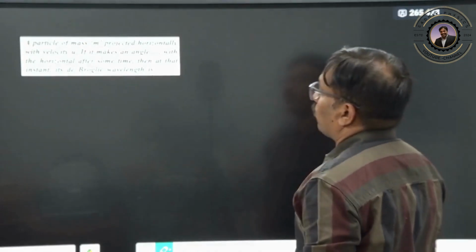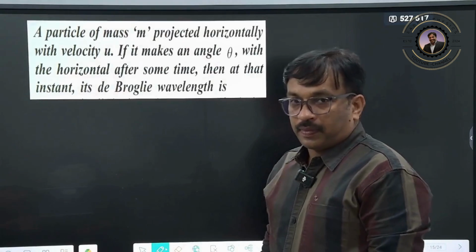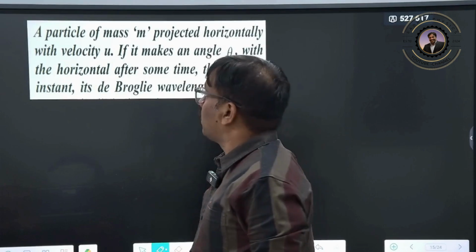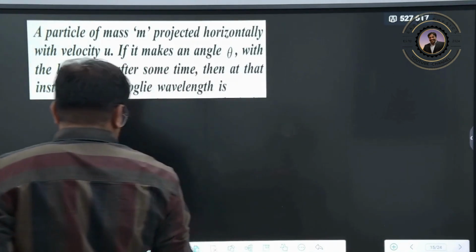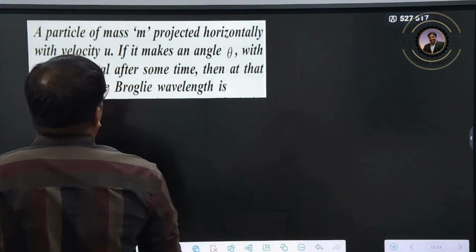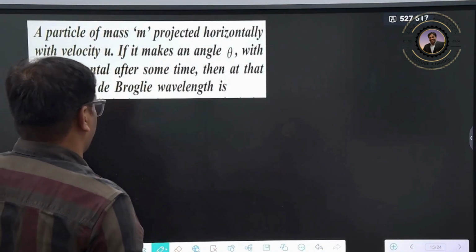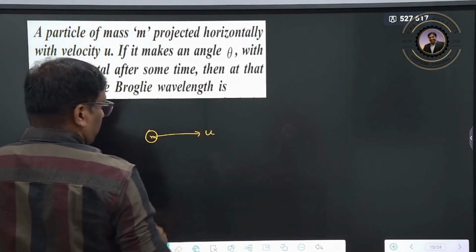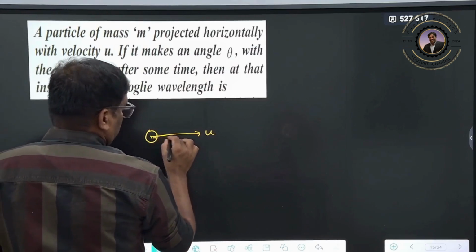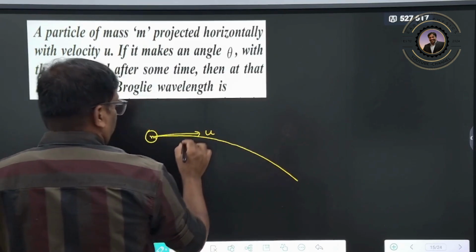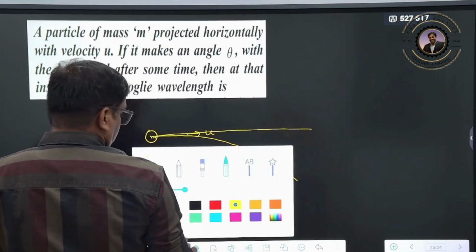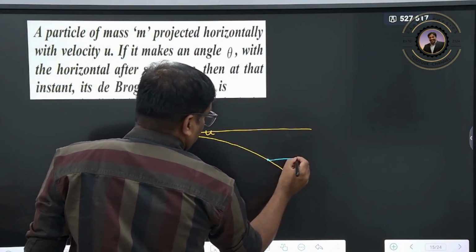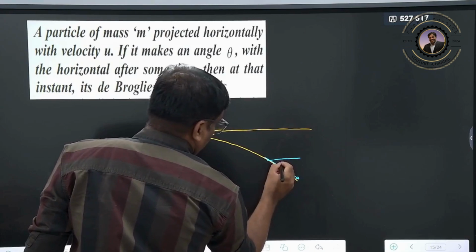Now we will solve one more question. We will see one more problem here. A particle of mass m is projected horizontally with a speed u. So what will happen now? It will go down like this. After some time, at this point, its velocity makes an angle theta with the horizontal.